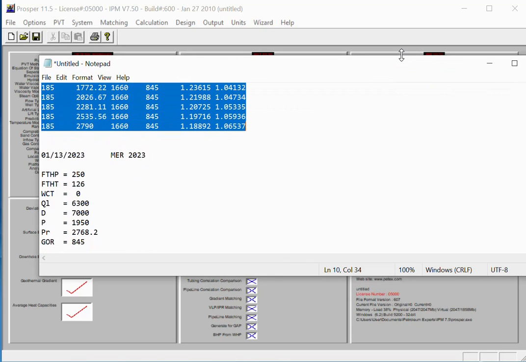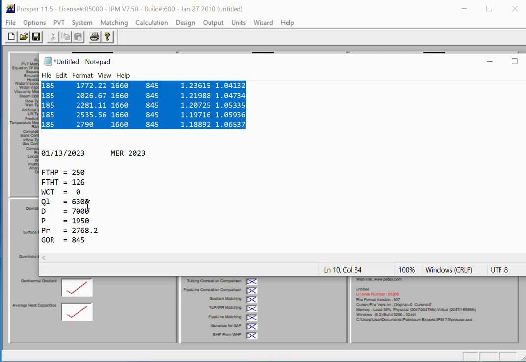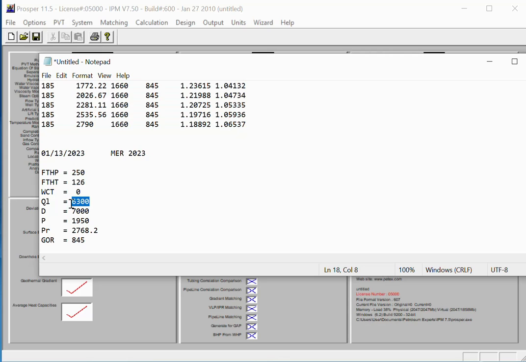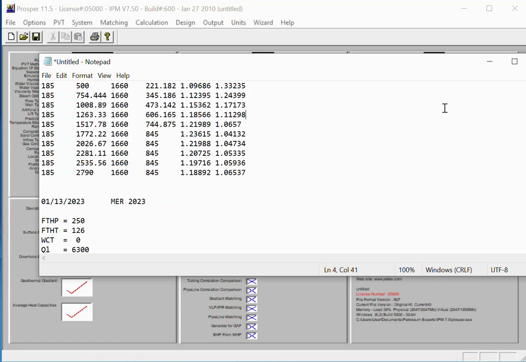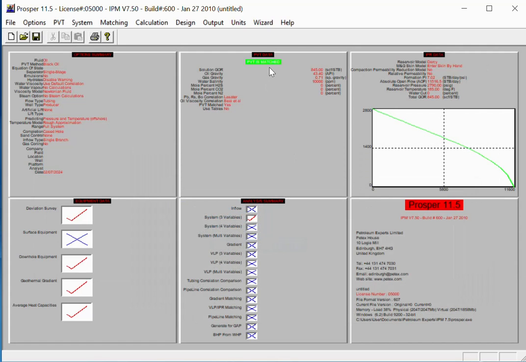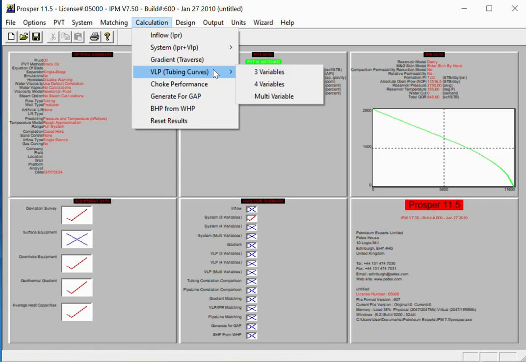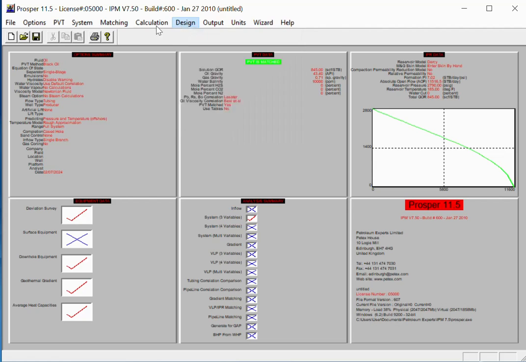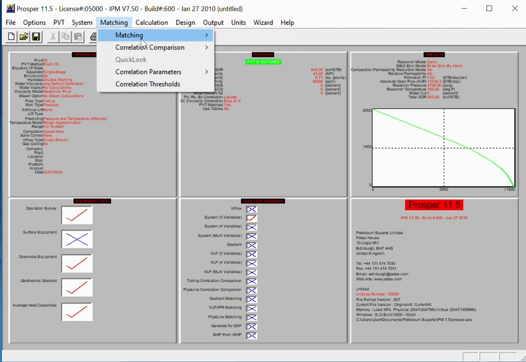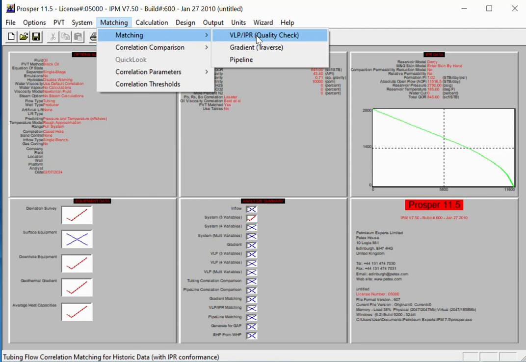So let me expand that a bit. We have a liquid rate of 6,300 STP. So that's what we're gonna use to match. So let's quickly go. I can easily click on this VLP IPR matching, or you can go to calculation and you look at what is it again? Matching, sorry. You go to matching and test.